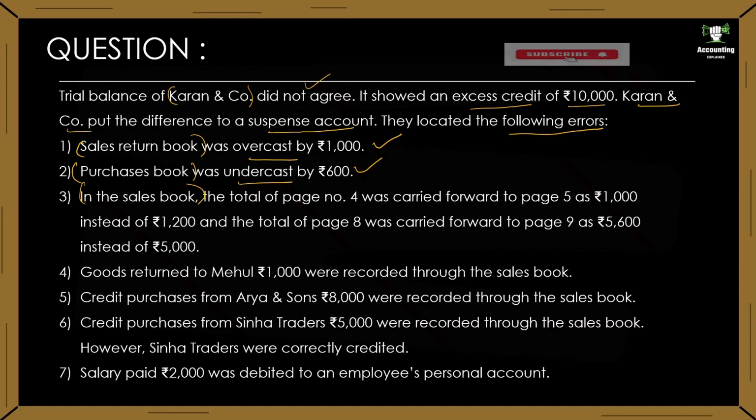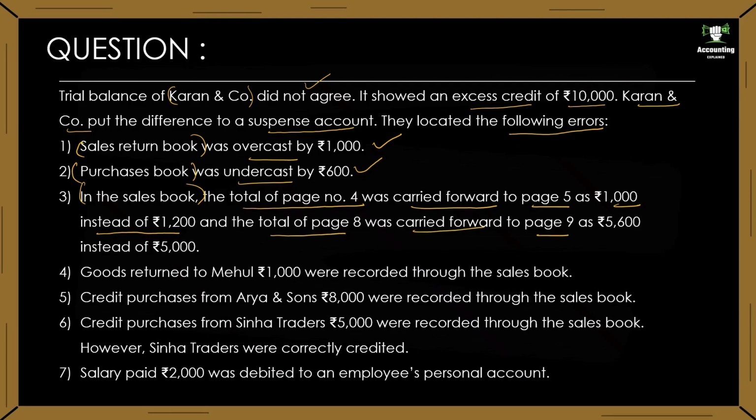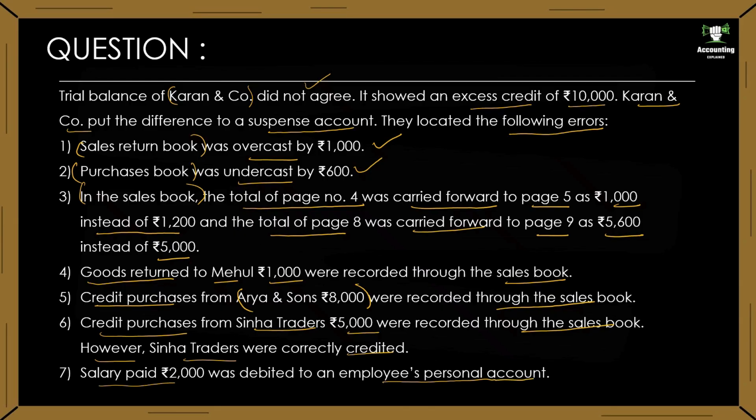In the sales book, the total of page number 4 was carried forward to page 5 as rupees 1000 instead of 1200, and the total of page 8 was carried forward to page 9 as 5600 instead of 5000. Goods returned to Mehul rupees 1000 were recorded through the sales book. Credit purchases from Arya and Sons rupees 8000 were recorded through the sales book. Credit purchases from Sinha Traders rupees 5000 were recorded through the sales book. However, Sinha Traders were correctly credited. Salary paid rupees 2000 was debited to an employee's personal account.